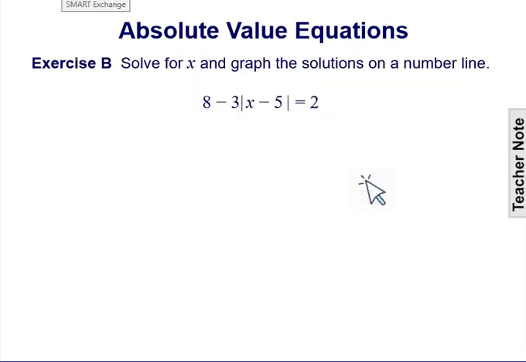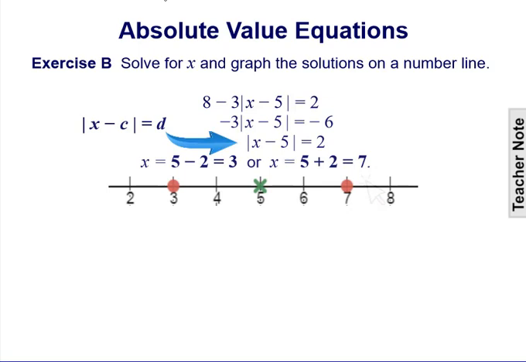Here's another example. We have solve for x and graph the solutions on a number line for 8 minus 3 times the absolute value of x minus 5 is equal to 2. So we need to get one of those forms. First we're going to subtract 8 from both sides, which is where they're getting -6. And then divide by -3, which is where they're getting 2. Then you have the absolute value of x minus 5 is equal to 2, which gives you a center of 5 and a distance of 2 to the right or left.